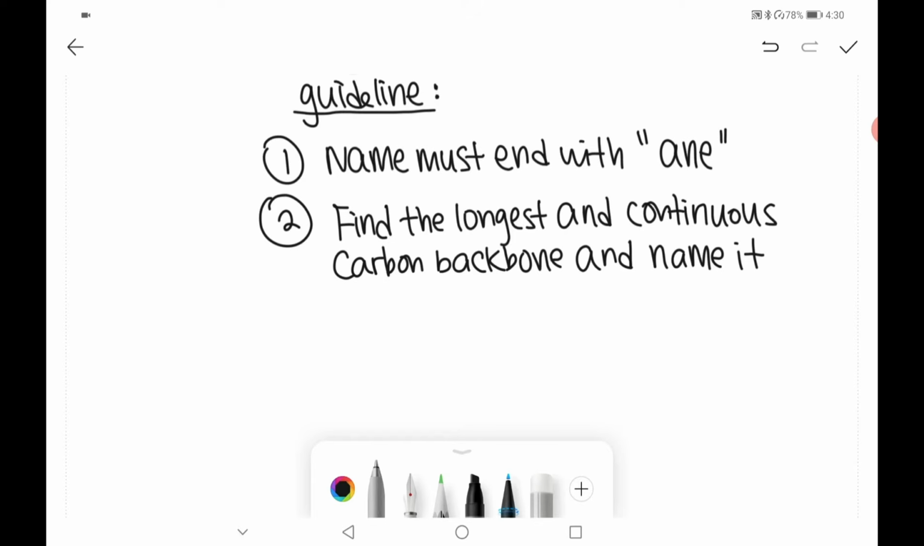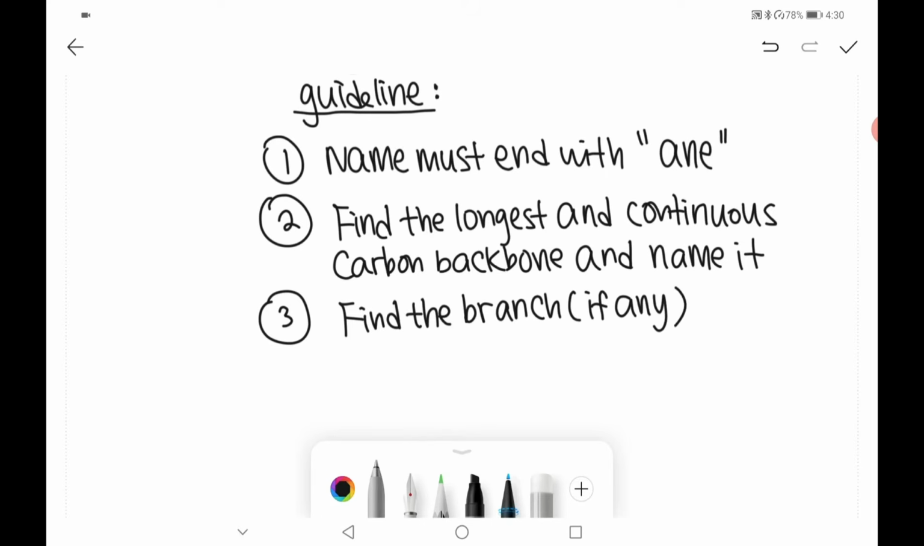After that, you need to find the branch. Sometimes we have a branch, sometimes we don't have it. So I put the word "if any". If there is a branch, you need to find it. Same thing, I'll tell you what we mean by branch in a short while.